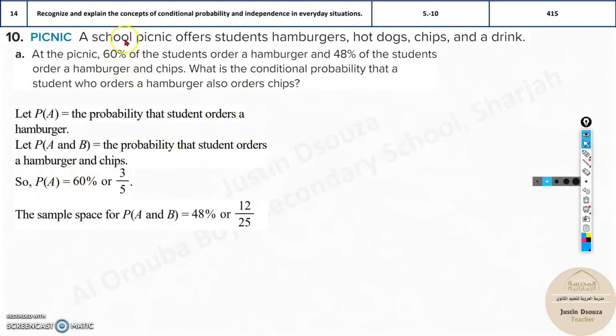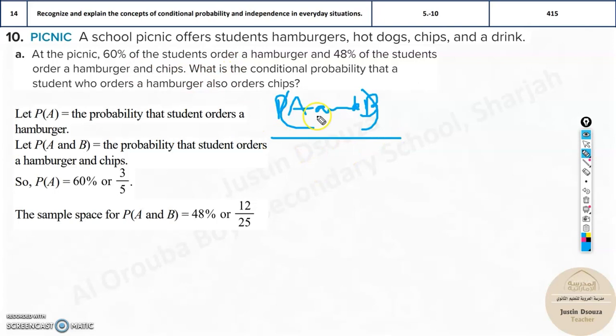Probability of A is what? Let's see. At a picnic, 60% of the students order hamburger and 48% of the students order hamburger and chips. Or they have given P of A, P of A and B. A is hamburger, B is chips. What is probability of A? 60% hamburgers, and A and B is 48. What is the conditional probability that a student who orders hamburger also orders chips?